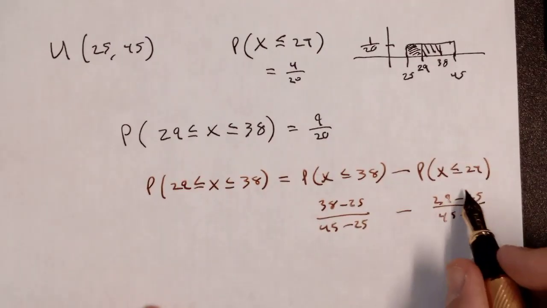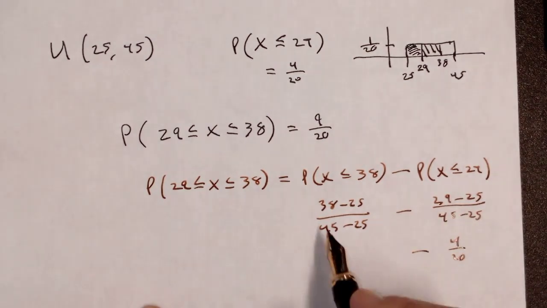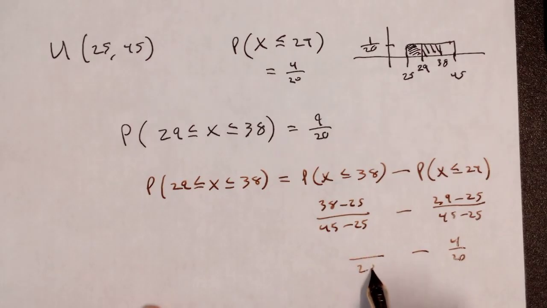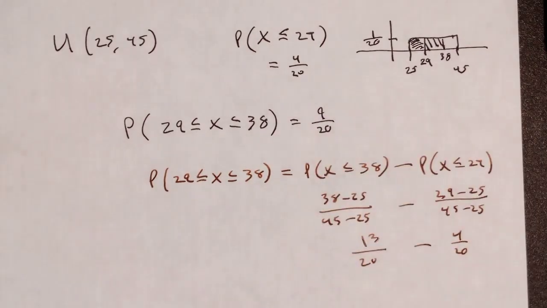But notice this number is 4 over 20. And this number, 38 minus 25, is 13 over 20. And 13 minus 4 is 9. 9 over 20. Do I need the CDF formula? No. I just have to remember how to find the area of a box. And as long as I find the height of that box, I'm good to go.